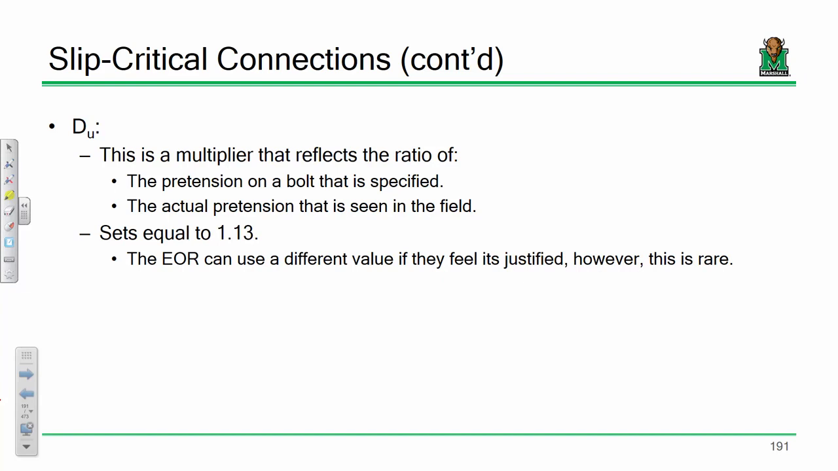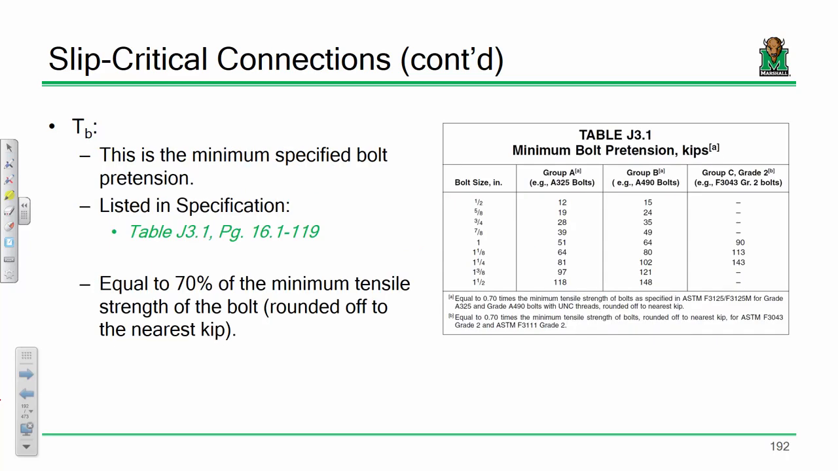Now, you may know what EOR stands for? Engineer of record. There we go. So if you are the engineer of record on a project and you have a reason for using a different value, you have different test data from your site or something, or it's a really intricate project, the EOR can use a different value if they feel it's justified, and the code does allow you to do that, but that's pretty rare. So just to mention that.